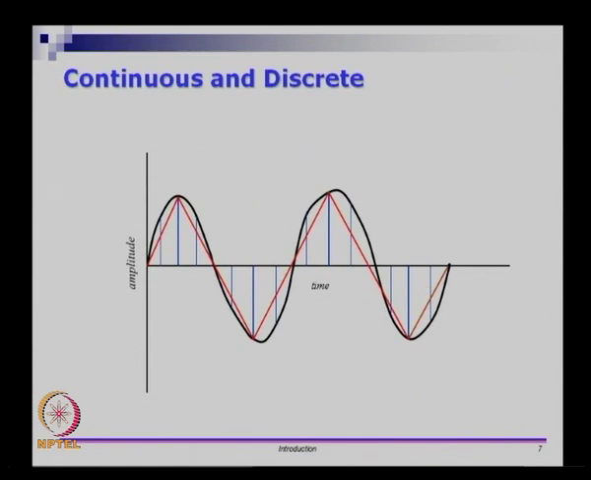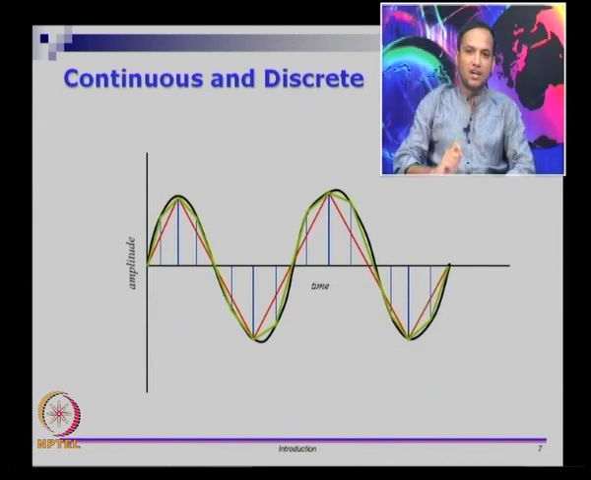We can do better if we take more samples and interpolate between those and connect it. So for example, here the green waveform is like that. We have taken more samples, between the samples we have interpolated, and what you get is this green waveform. We can see that it is already closer to the blue waveform rather than the red waveform. So this is how discretization works.